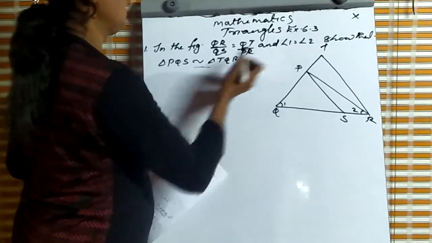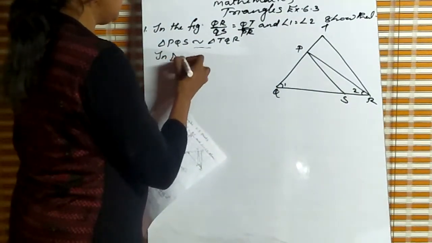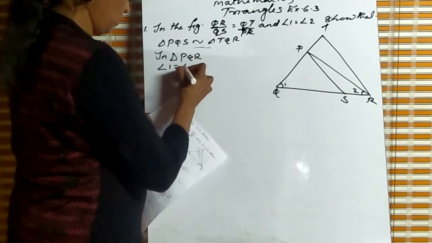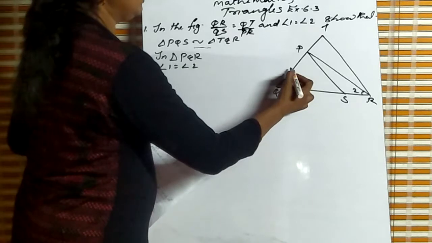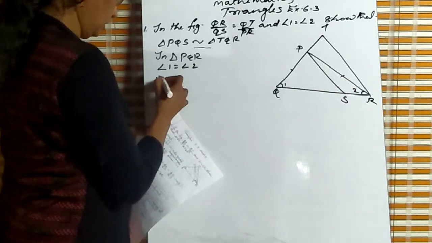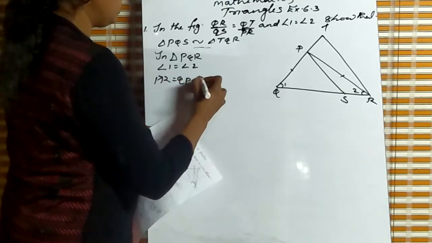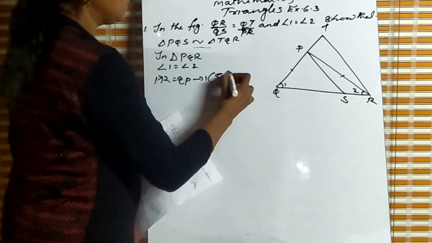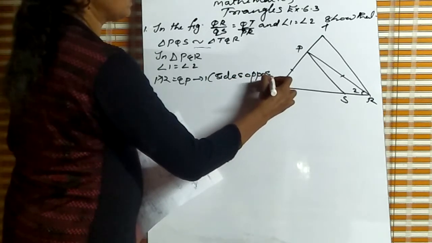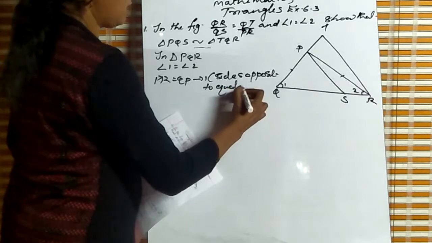Here, what is given? First one, in triangle PQR, given angle 1 is equal to angle 2. Angle 1 is equal to angle 2 means these two sides are also equal. PR is equal to QP. Equation 1, reason: sides opposite to equal angles.